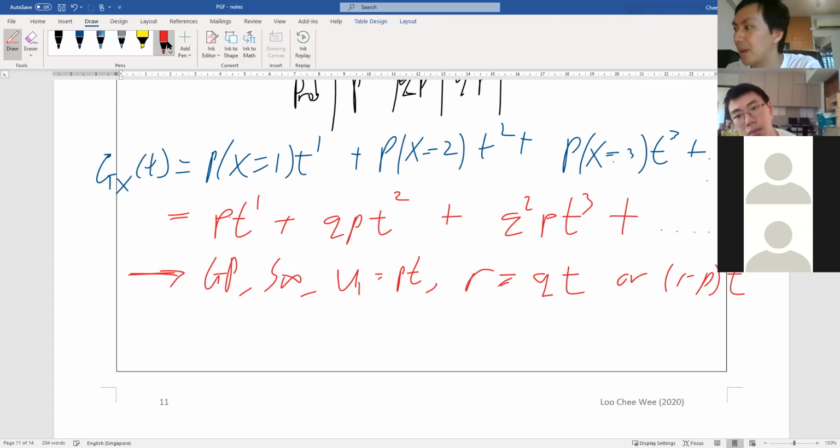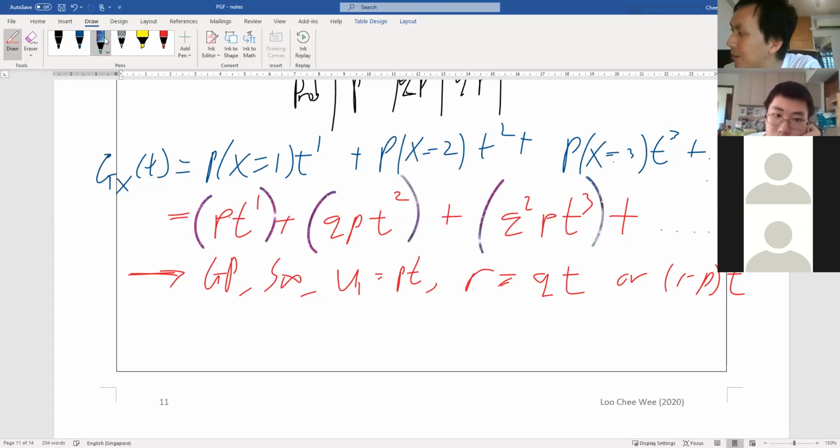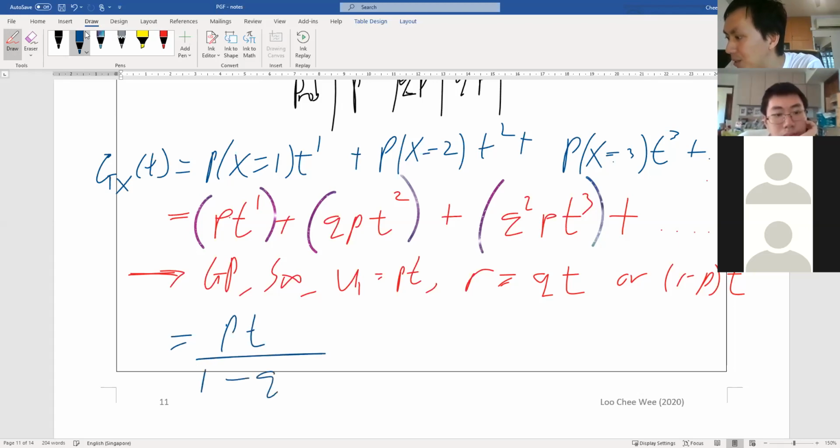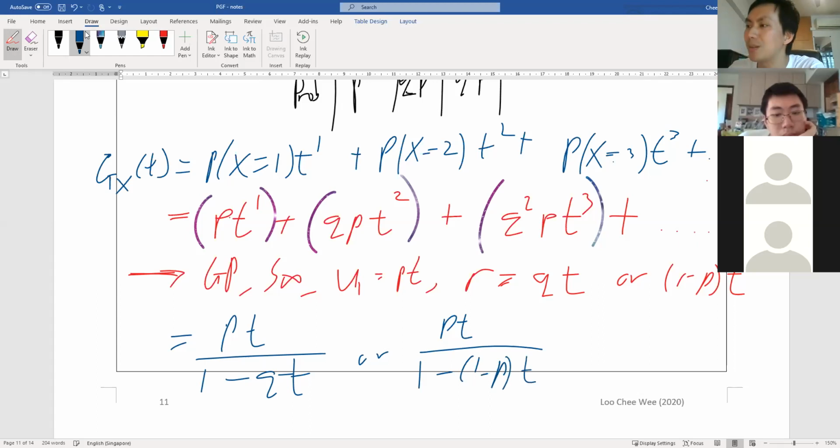Can follow so far? Then if I were to compress this using the GP S infinity formula, I will have pt over 1 minus qt, or pt over 1 minus pt. So this is the one where they will ask you to prove from scratch, because geometric.